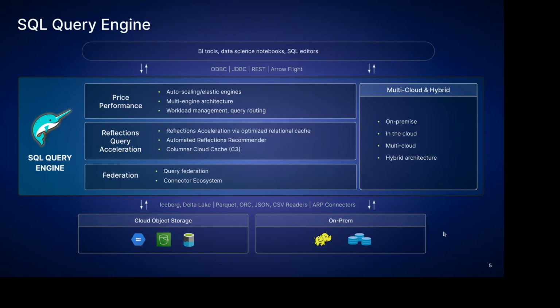On top of that, we have a very powerful SQL query engine with some of the industry-leading price performance. So essentially, you're not going to get queries done as fast for as cheap as you would with any other engine. It's one of our really cool and best values. But not only is it fast, which also lowers costs, it also has things like reflections, which we're going to be talking about today, and the ability to federate those queries across all your different data sources.